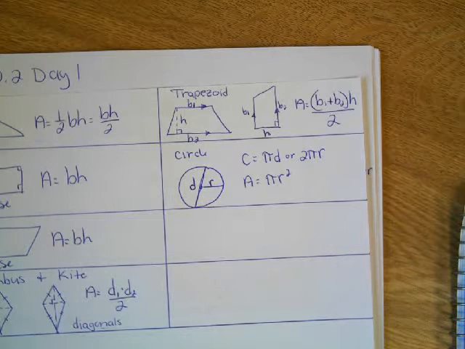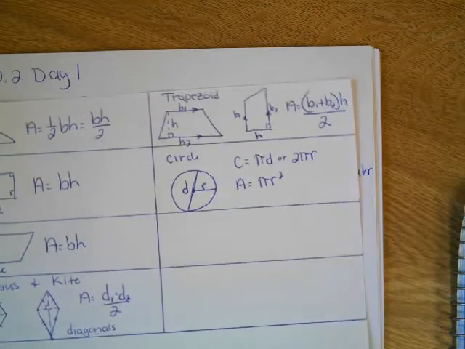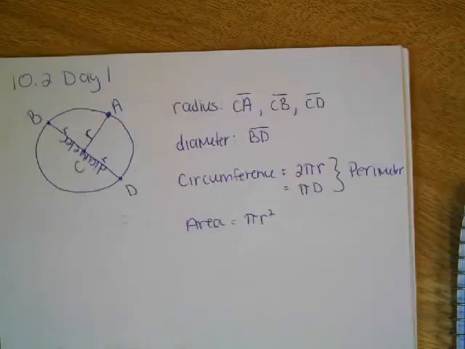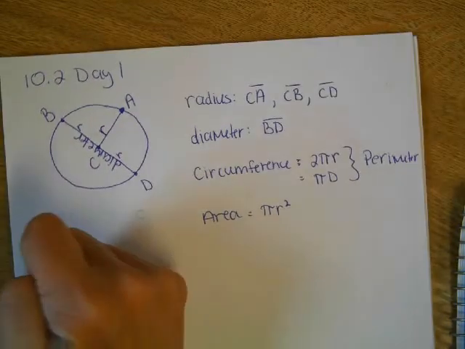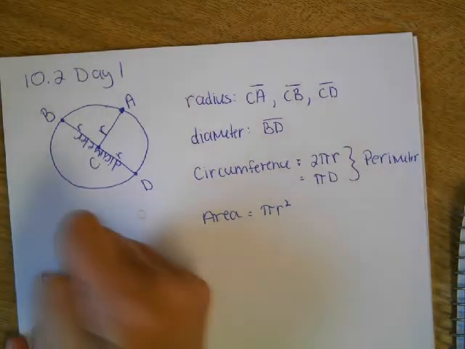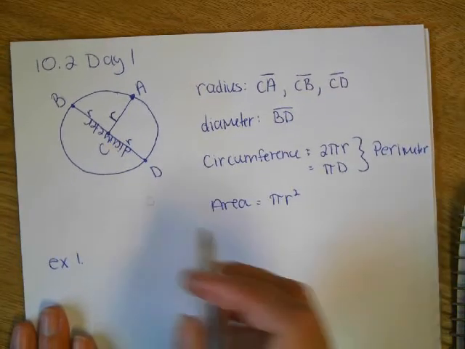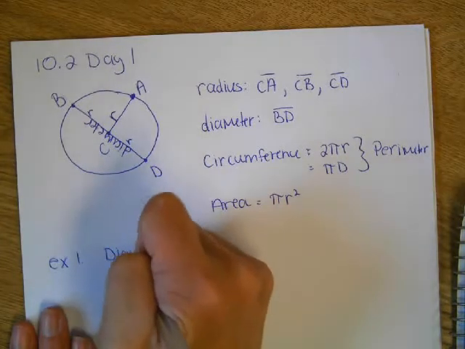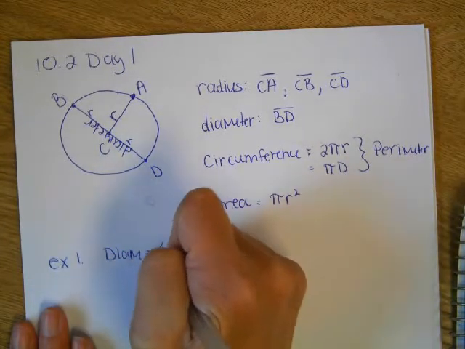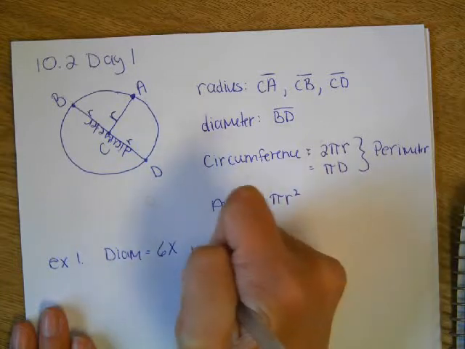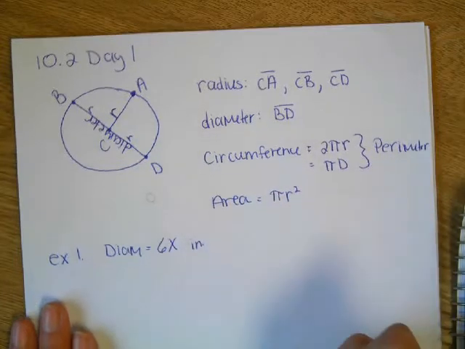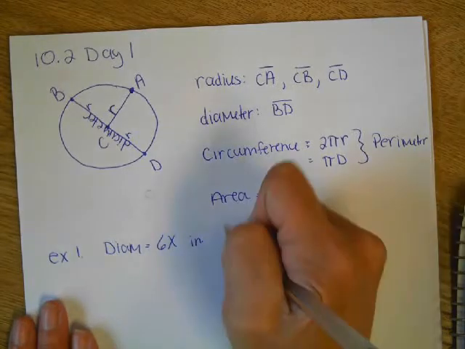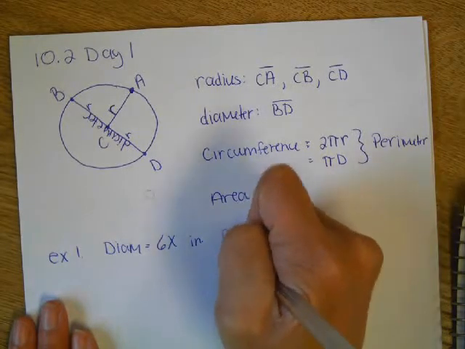Okay, all we have are about 5 examples. It's a pretty easy day. When we get to the last shape, that one's a little bit tougher. That's our hexagon, but we'll spend another day on that. So, first one. If we have a circle with diameter equal to 6x inches, find the area and circumference in terms of pi.